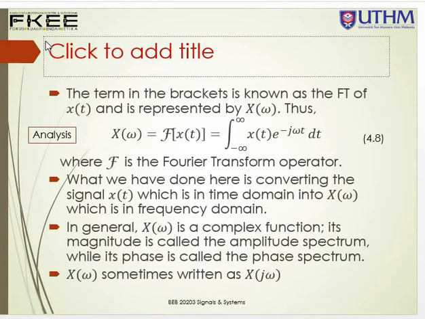This is the formula for the Fourier transform. It is in the frequency domain, which is omega. X(omega) is the symbol for the Fourier transform of x(t), equivalent to the integration of x(t) e to the power minus j omega t dt. This is the formula that you need to know. If the question asks you to solve by definition, you definitely need to use this formula.